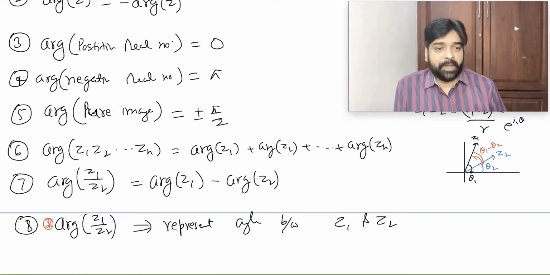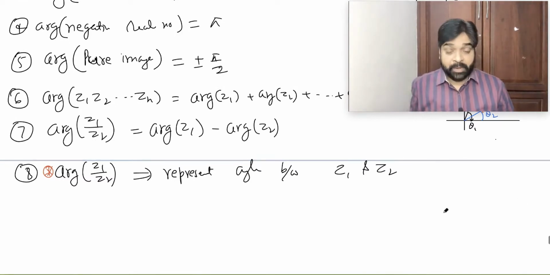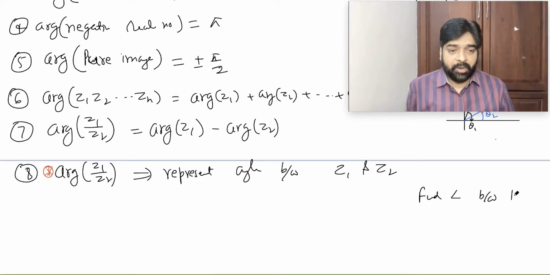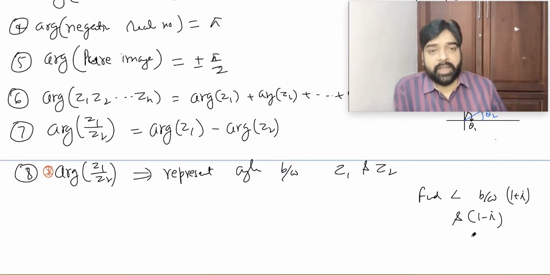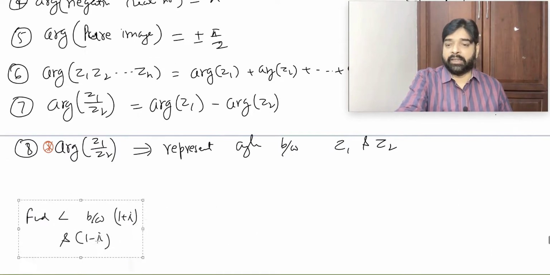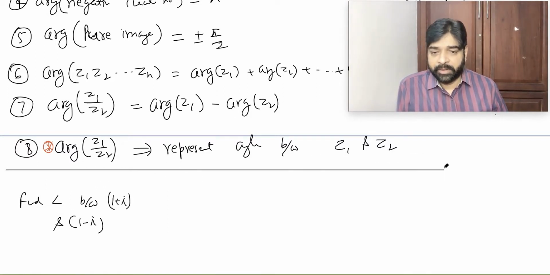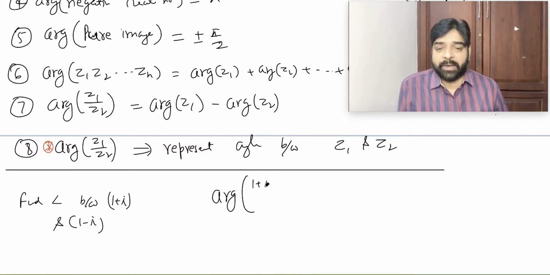Imagine somebody asks you, find the angle between 1 plus i and 1 minus i. Correct? Let's do it as a proper question. Angle between Z1, 1 plus i, and 1 minus i. Chaliye, let's try to do it. So I have to find the angle between these. It means they are asking you to find the argument of 1 plus i by 1 minus i.